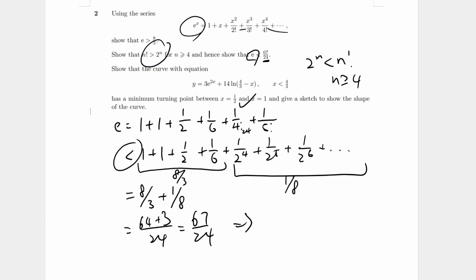Lovely question. Okay, so last bit. I don't know why people hate the last bit. The last bit is quite pretty actually. Show that the curve of the equation has a minimum turning point between x equals 1/2 and x equals 1. Okay, how do I show something has a minimum? Well, a minimum looks something like this, right? I mean, to be generic.